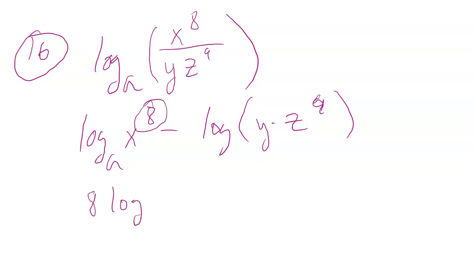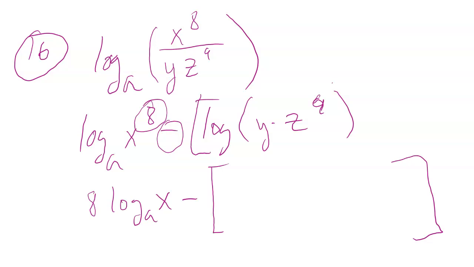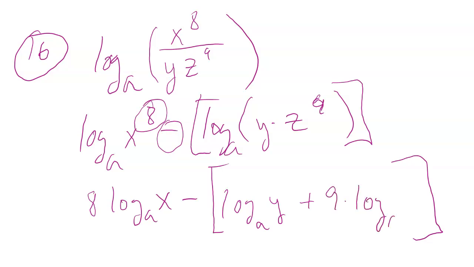So we say a log base a of x minus, and now you have to be careful here because this minus is being distributed to this entire log, and we're splitting up this log into 2 logs. So it will be log base a of y plus 9 times log base a of z. I skipped a little step there. This is going to break up into a sum because of that, and then I brought down the 9.